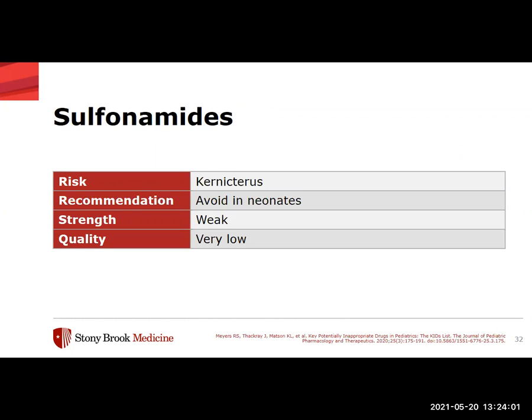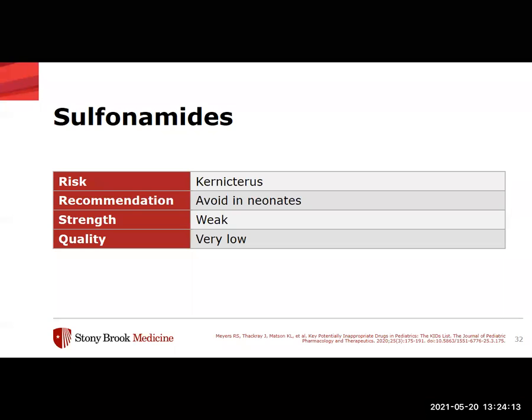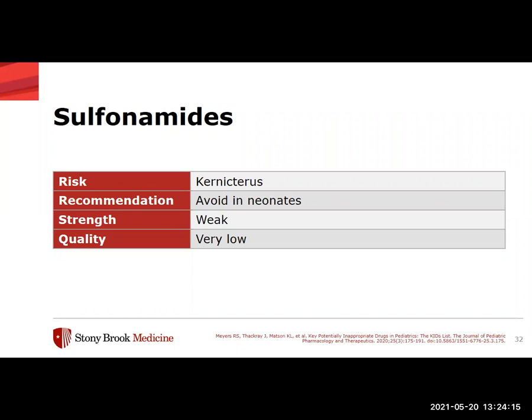Our next class, sulfonamides, is included on the kids list to be avoided in neonates, also due to the risk of kernicterus. An exception to this rule is when sulfadiazine is used as adjunctive therapy with pyrimethamine in the treatment of congenital toxoplasmosis.